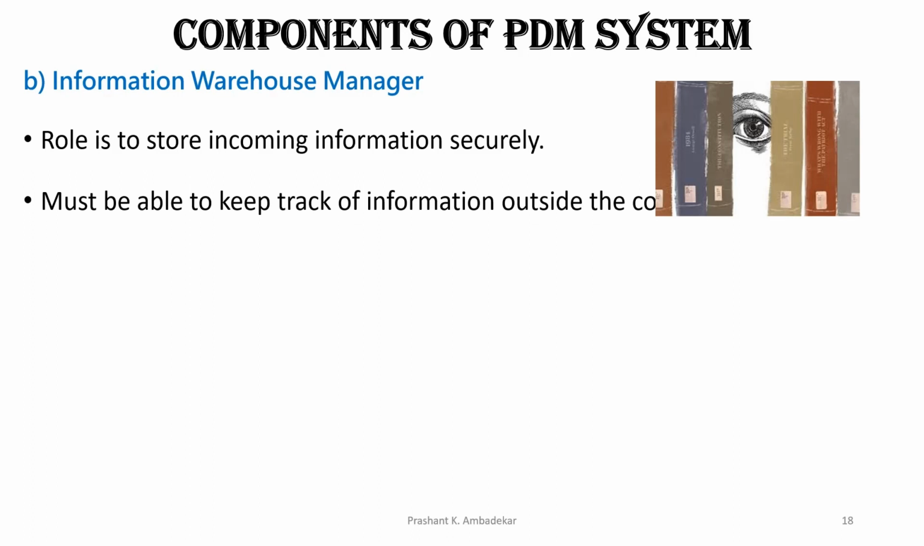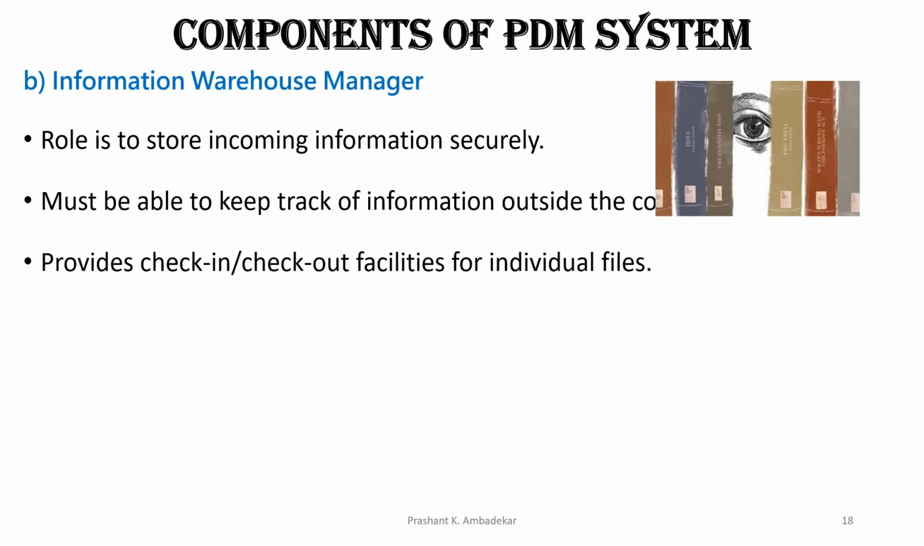The information warehouse manager must be able to keep track of all information outside the company as well as inside the company. What information can be outside the company? It can be the information of the vendors, the supplier, the sponsor, the customer, the transport, anything.